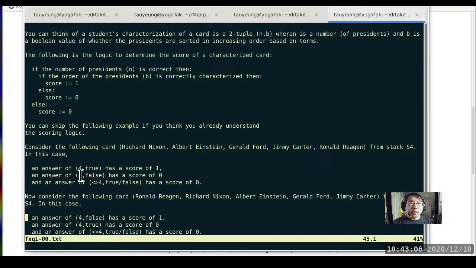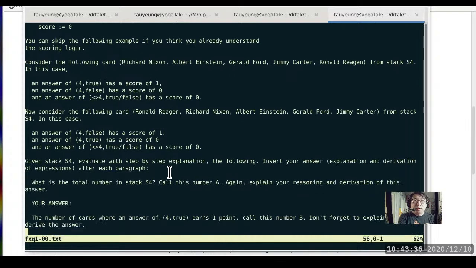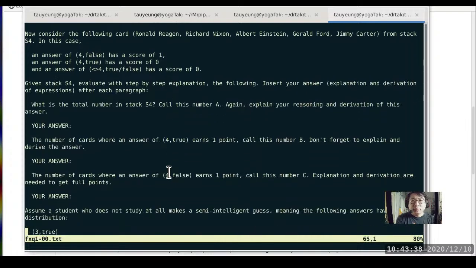which it is. A 4 followed by a false as a two-tuple would get a score of 0 because even though the count is correct, the ordering is misidentified as not in increasing order. And then any number other than 4 as the first value of the two-tuple would automatically get a score of 0 because it is miscounting the number of presidents. So the next one is also just an example, but I'm not going to go through all the examples. So now we move on to this part here.